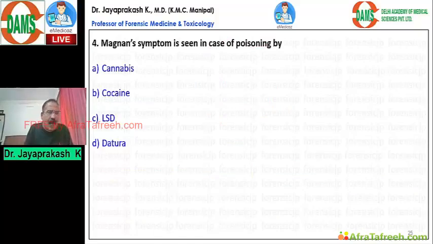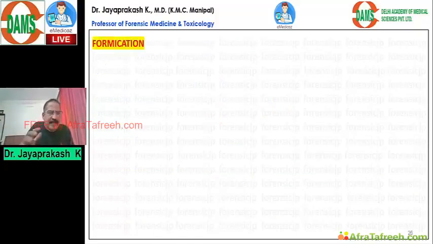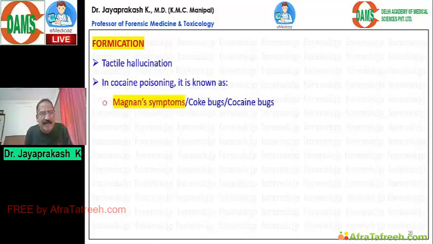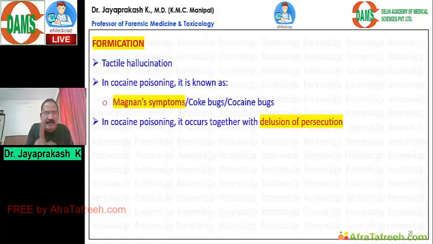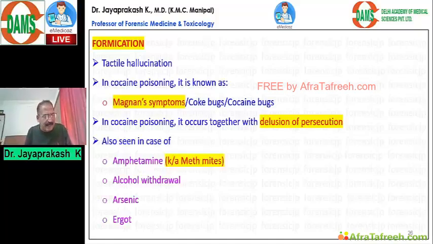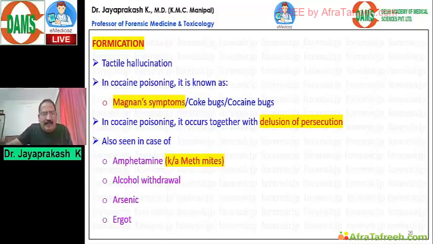What is Magnan's symptom? All of you know what Magnan's symptom is. That is tactile hallucination seen in case of cocaine poisoning, also known as coke bugs or cocaine bugs. And remember, in case of cocaine poisoning, it is associated with delusion of persecution. It is also seen in many other conditions like amphetamine, where it is known as meth mites, and also in alcohol withdrawal, arsenic poisoning, and ergot poisoning.